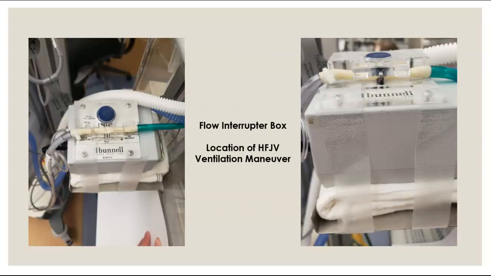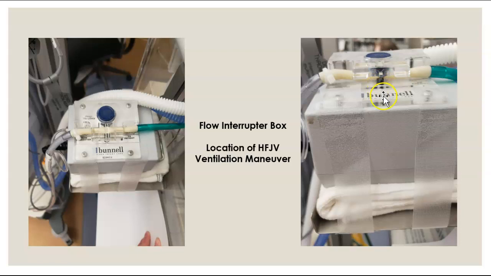So this is the flow interrupter box. This is the circuit coming from the high-frequency jet ventilator. We have a purge here on this side. That's what this little piece is. You can see here, essentially, it's just to purge additional pressure or any variability of pressure. Then we come here. This is the box, flow interrupter box. Below it says, from humidifier, and then to patient. So we can see the flow will run from the ventilator to the patient.